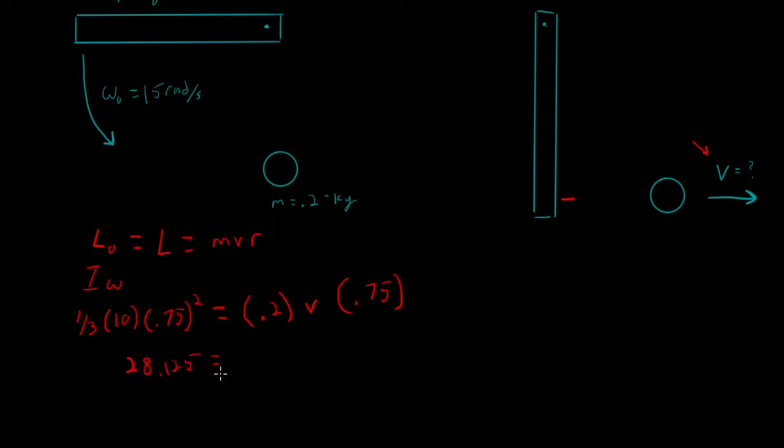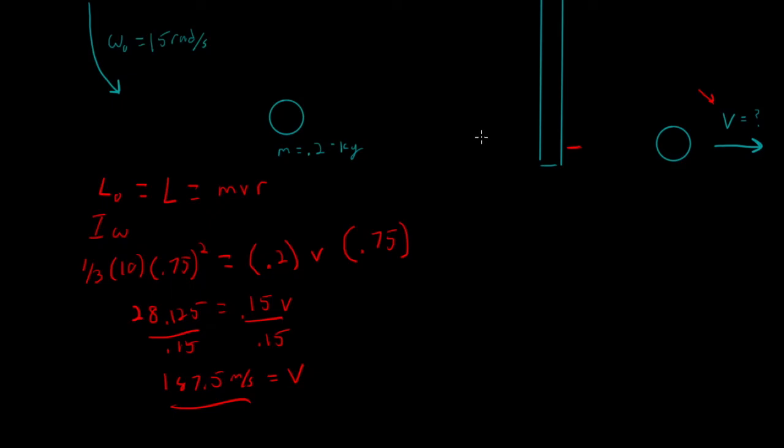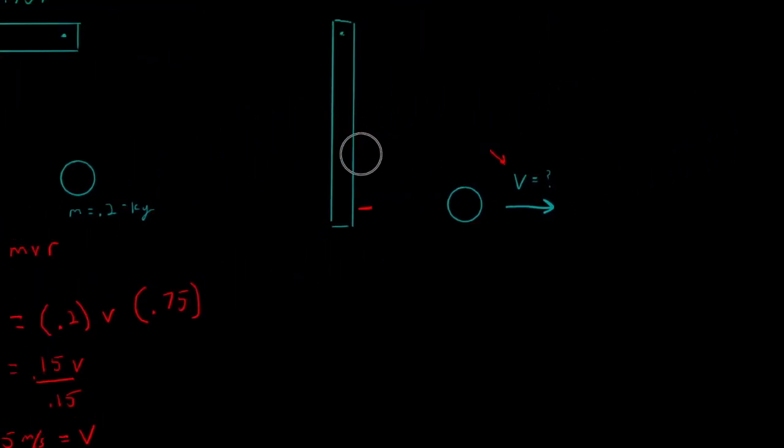28.125 being equal to 0.15 V. Now I divide both sides by 0.15, and I end up with 187.5 meters per second for my final velocity. So there's some angular momentum problems for us. Now, there is one other type of problem that we might encounter.